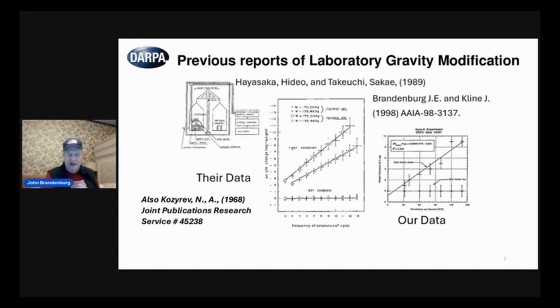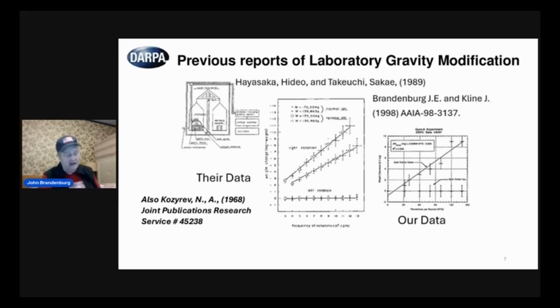We got some money together because Hayasaka and Takeuchi in 1989 did the same experiment, and they got the same results. We got some support to repeat the experiment in as much detail as we could. We did everything exactly like Hayasaka and Takeuchi reported, and we got the same result. So this thing is real.